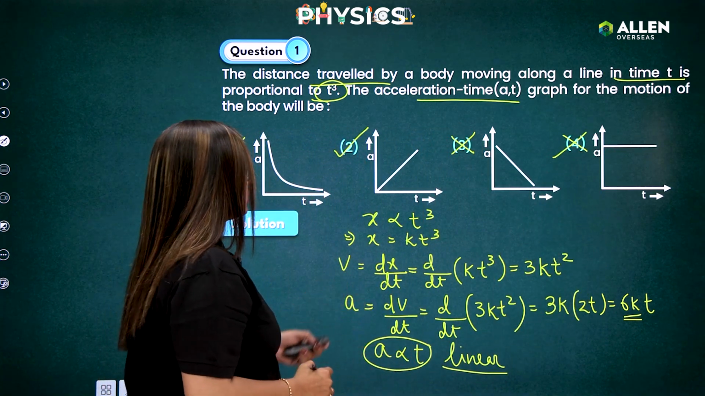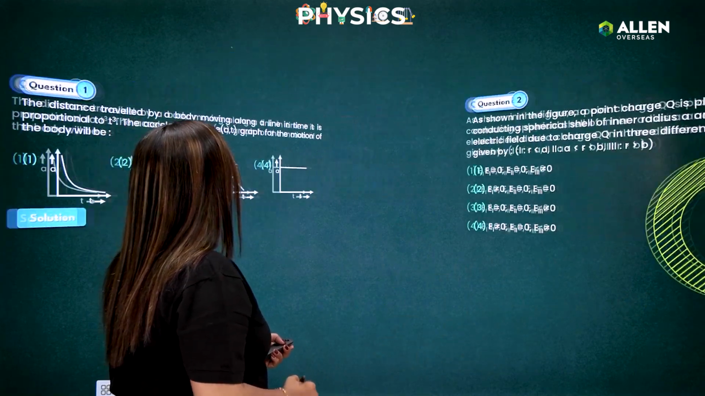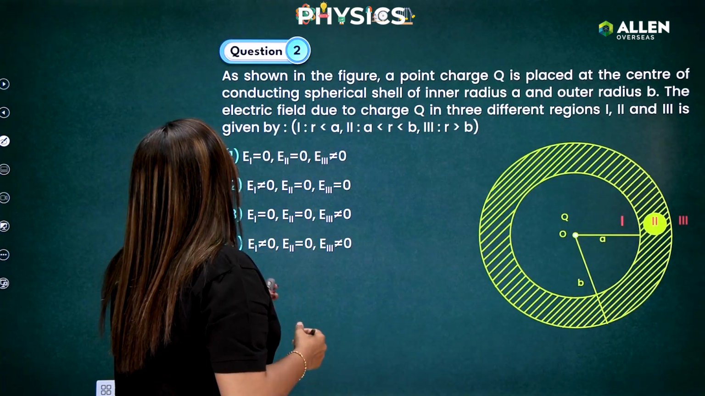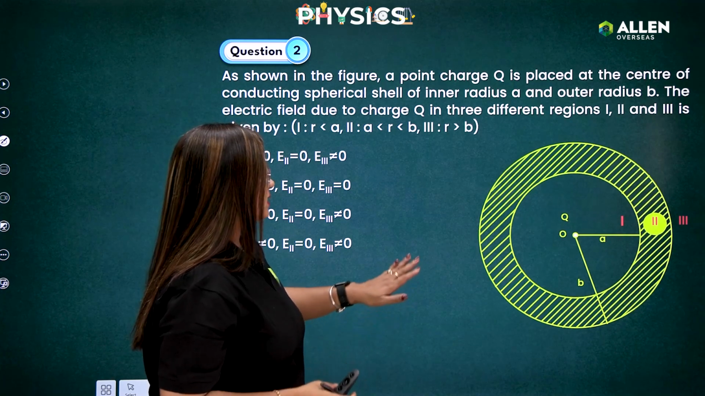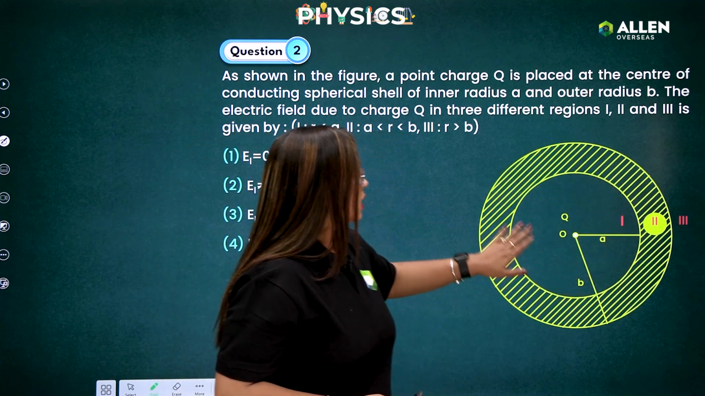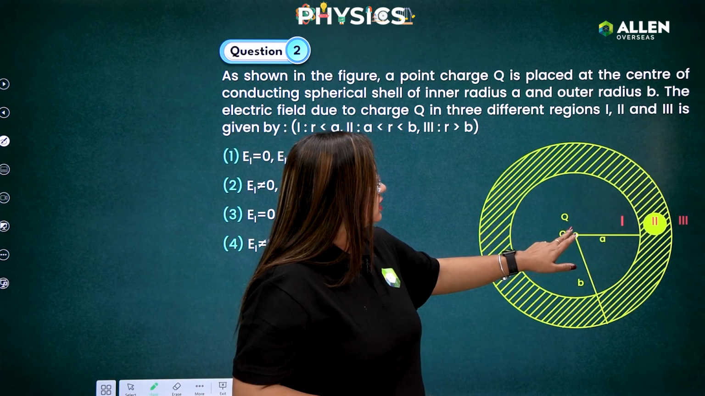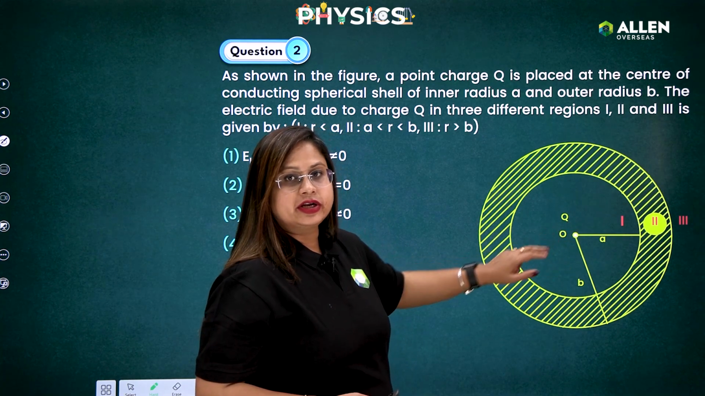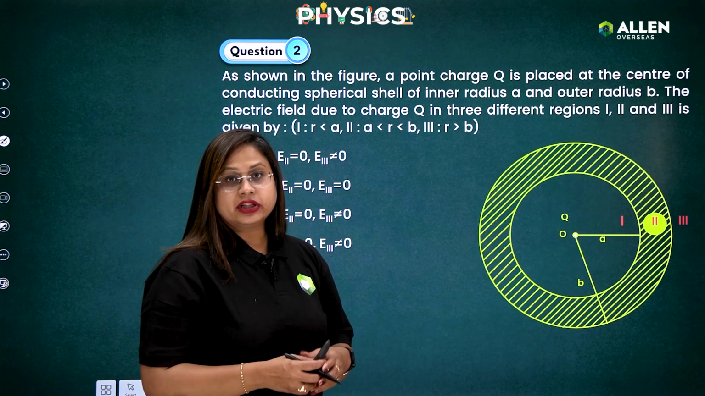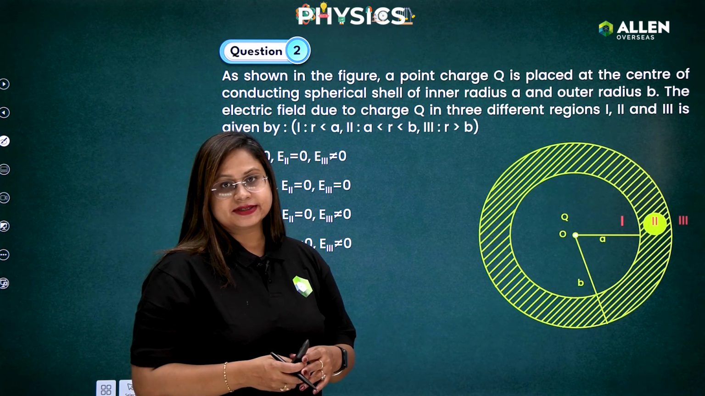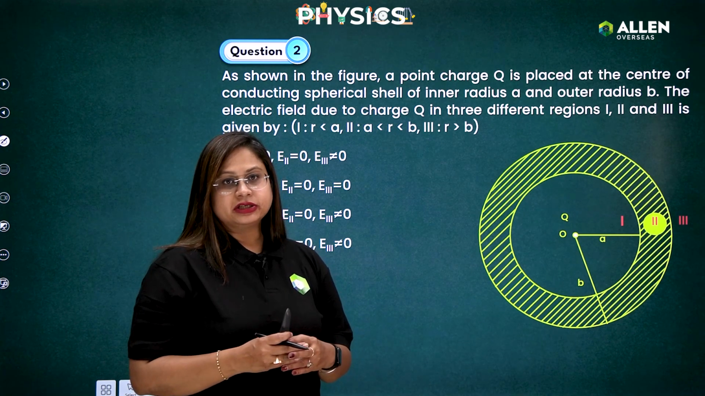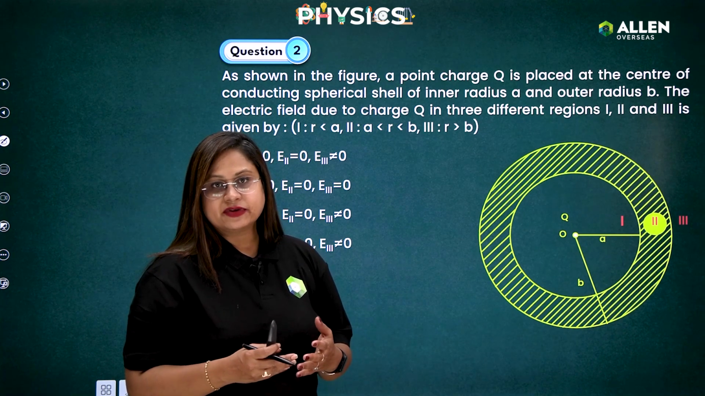Moving to the next question. This question says that this is a conductor, and inside the conductor there is a charge q placed over here, and we are required to find out the electric field at different regions. This is a very good question, which is the application of Gauss law as well.